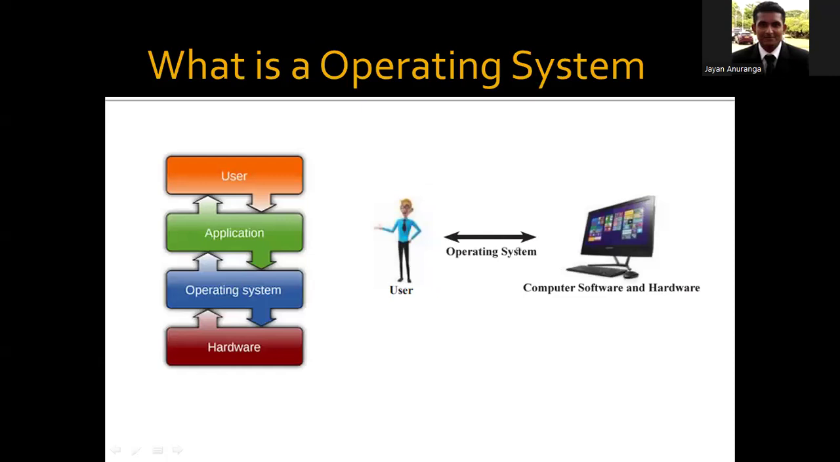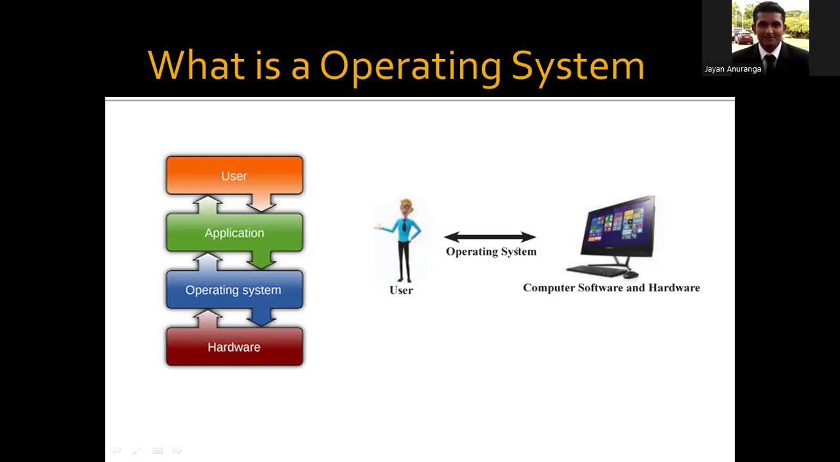Then what is an operating system? Here you can see user and hardware. So the connection is completed by the operating system. At the hardware level, we install an operating system that can be Windows, Ubuntu, or iOS or any other operating system. After we complete installing the operating system, only then can we install other application software.